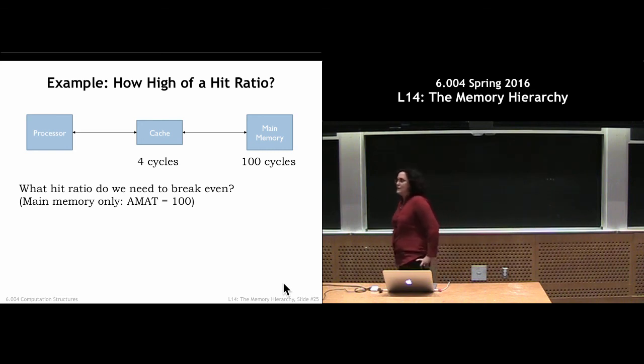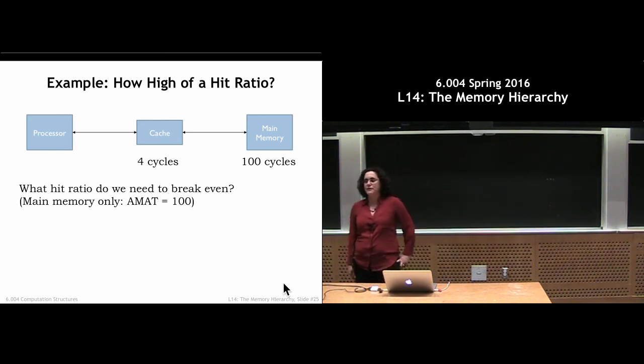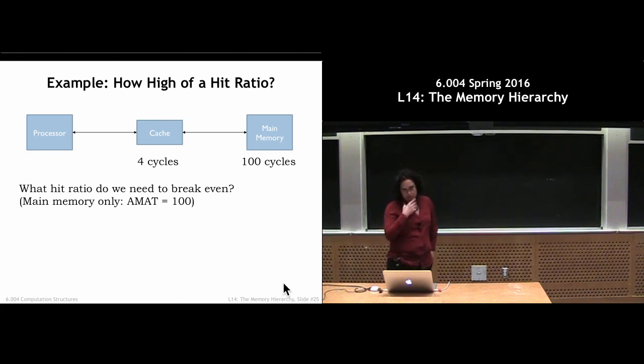So let's look at a simple example to see if we can make some sense of these numbers. So we have our processor, our cache, and our main memory. And as expected, our cache is way faster than our main memory. It takes 4 cycles to get something from our cache, whereas it takes 100 cycles to get it from main memory. So the first question we want to ask ourselves is, what kind of a hit ratio do we need to have in order to just break even?